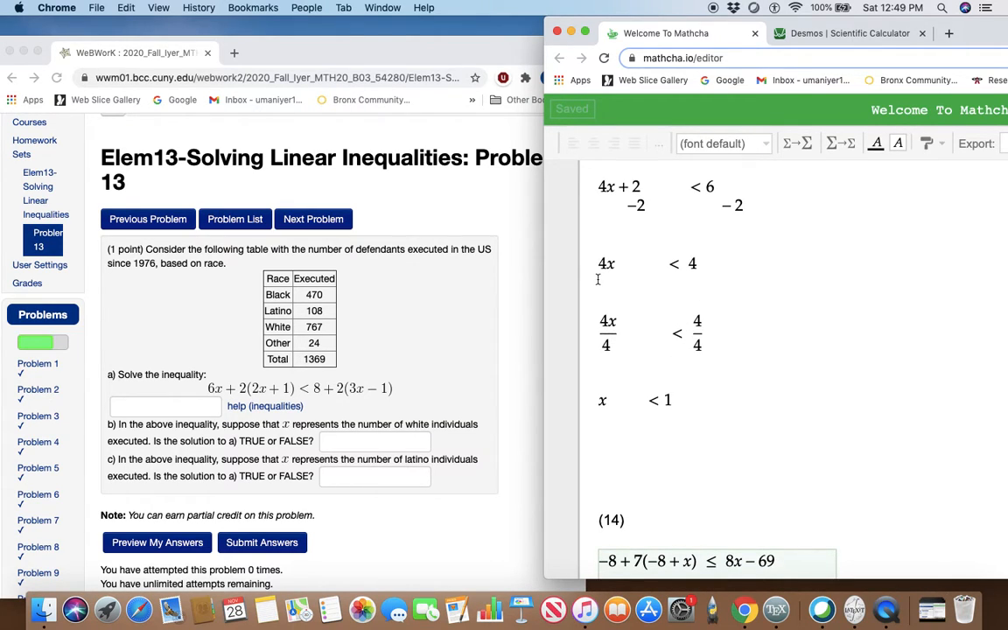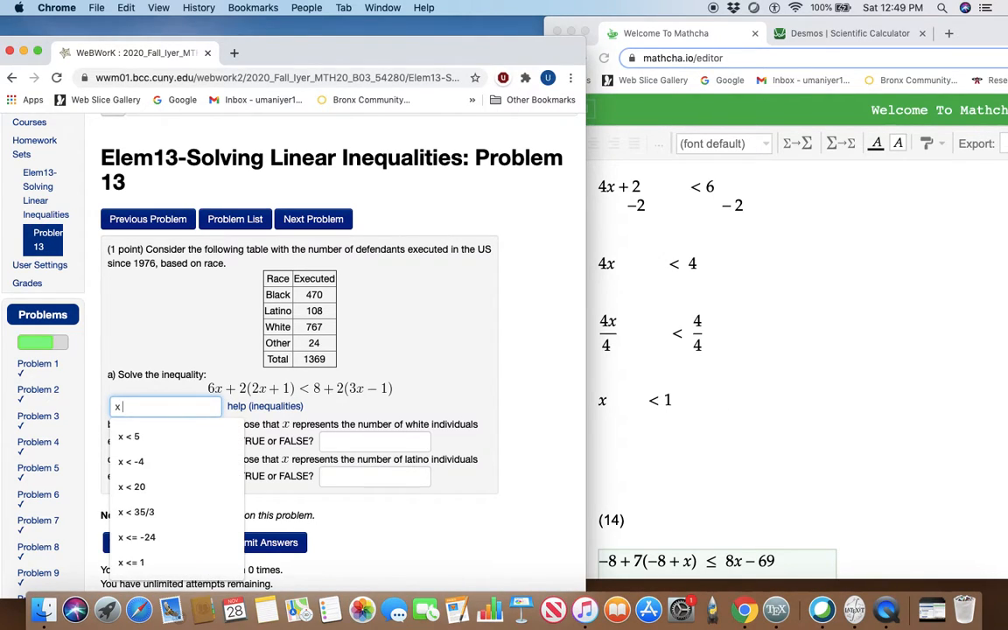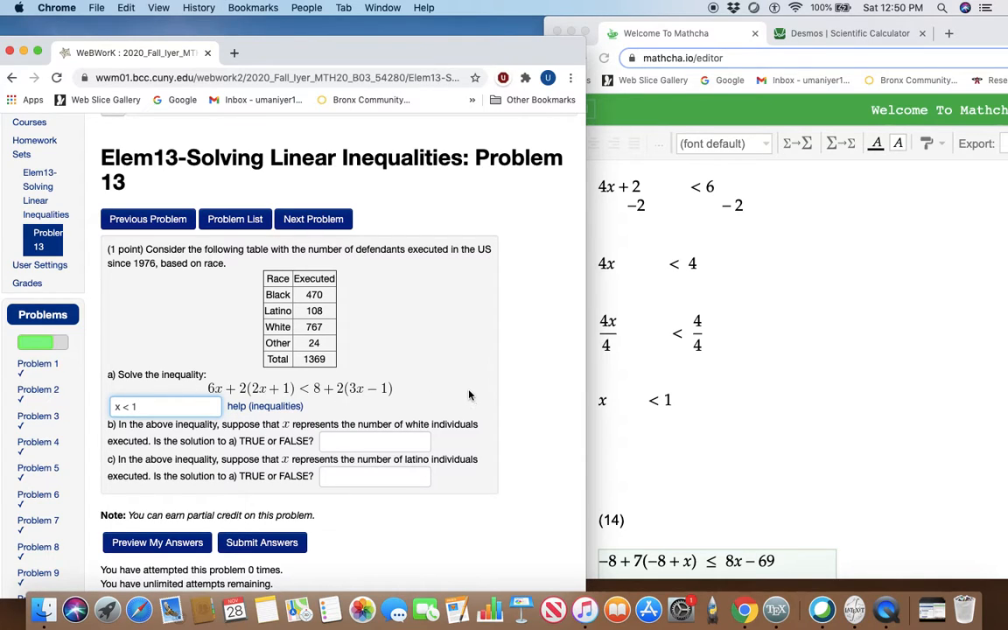Divide both sides by 4. 4 is a positive number, so no change in inequality. x less than 1. Okay, so x less than 1. In the above inequality, suppose x represents the number of white individuals executed. Is this true? No. For white it is 767. Is it less than 1? No. So it's false.